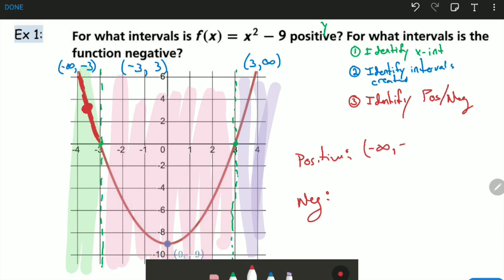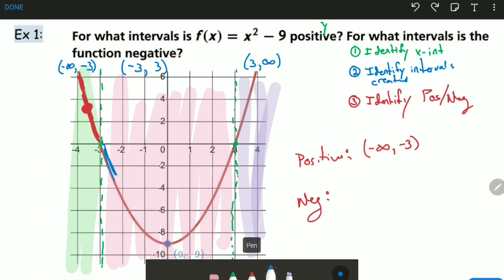I know these x values in the interval itself are negative values, but the positive and negative descriptor is not about the numbers in the intervals, but rather the value of the function on that interval. And the value of the function is positive because it's above the x-axis.